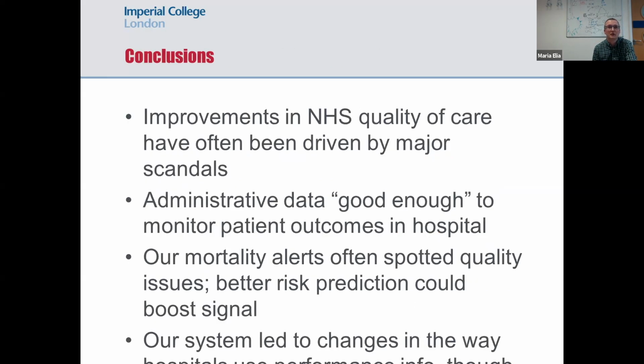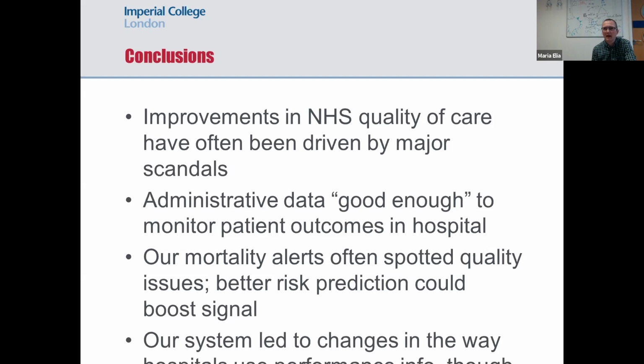So our conclusions, one you can't quite see, I'll read out. Our conclusions from all this is that improvements in the quality of care in the National Health Service in England has unfortunately been driven by major scandals, really those that shouldn't have happened. We've taken away the message that administrative data, although they are still quite noisy and messy, are good enough to monitor patient outcomes in hospital, and they were good enough to detect Bristol. Our mortality rates often spotted quality issues.